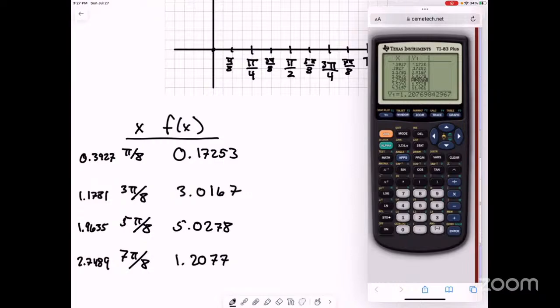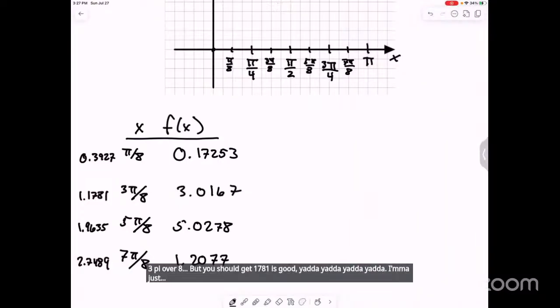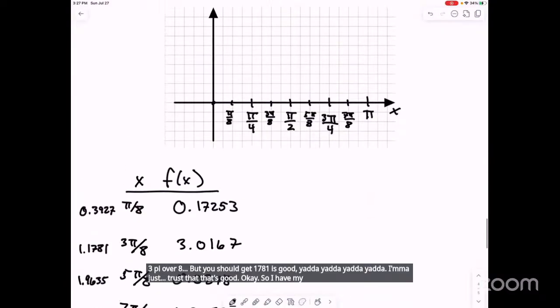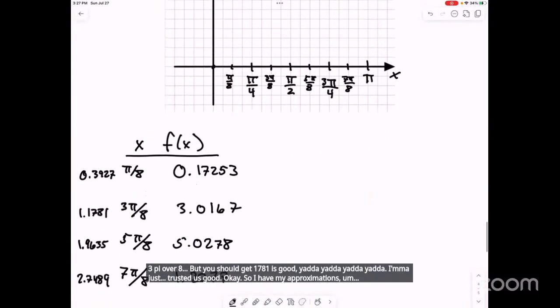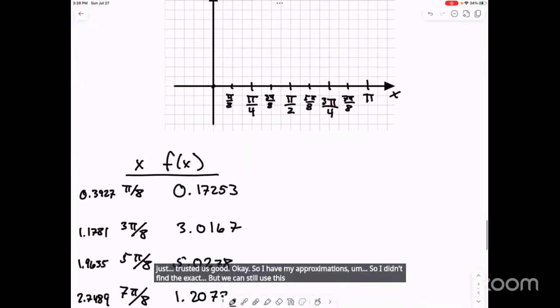Okay, so let me just make sure this is proper. I want to evaluate the function. Actually, let's just do pi over 8. We should get that decimal. 3927 is good. 3 pi over 8. We should get 1781, that is good. I'm going to just trust that that's good. Okay. So I have my approximations. I didn't find the exact, but we can still use this.